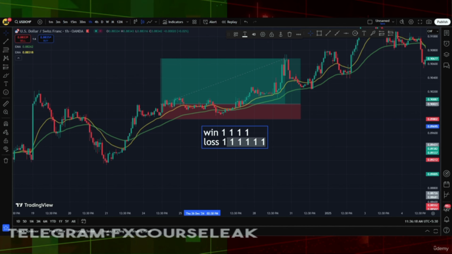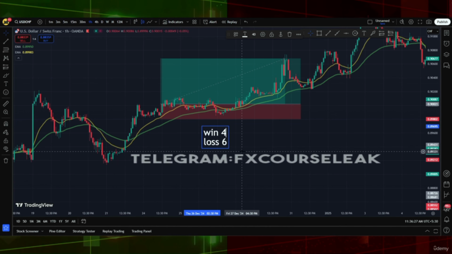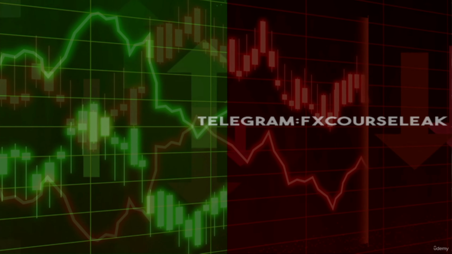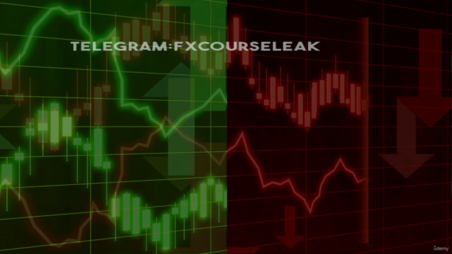So we have 6 losers and 4 winners, and it's the same as the previous strategy, 60% loss and 120% gain. So that's 60% gain again as well.